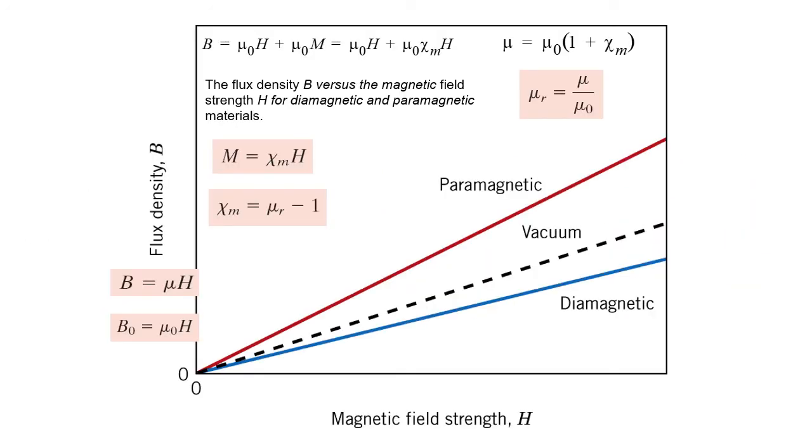This figure shows the flux density B versus the magnetic field strength H for the diamagnetic and paramagnetic materials. If we observe this figure, we can find that the diamagnetic has very low flux density compared to the paramagnetic, all at the same H, at the same magnetic field. So this is due to the relatively small permeability of the diamagnetic material compared to the paramagnetic material.